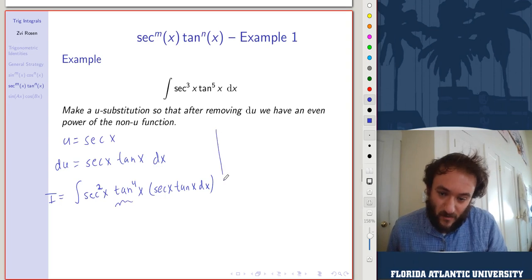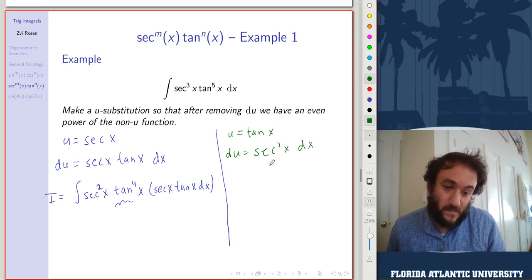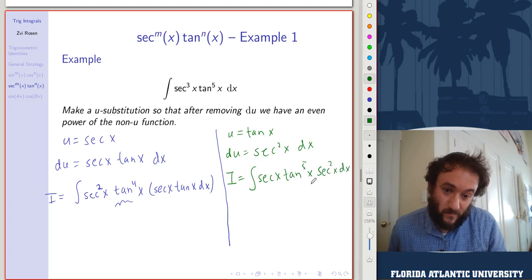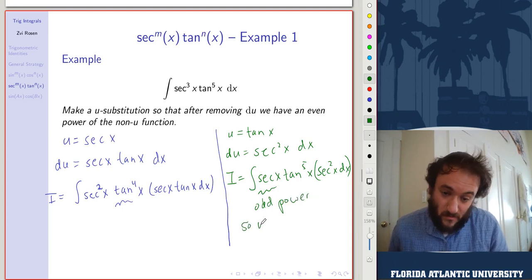What would have happened if instead we did u equals tangent x? So if u equals tangent x, then du would be secant squared x dx, because that's the derivative of tangent. And our integral becomes the integral of secant x tan to the 5th x times secant squared x dx. Okay, so this is a problem for us because our non-u function now appears to an odd power. And that means we can't turn it into tangent. We can't use the Pythagorean identities.